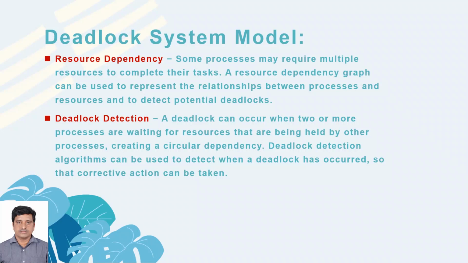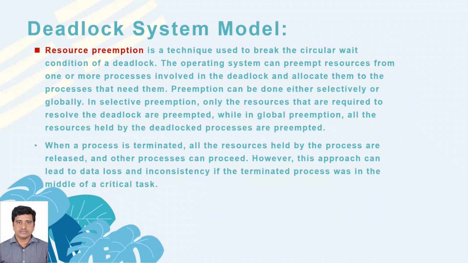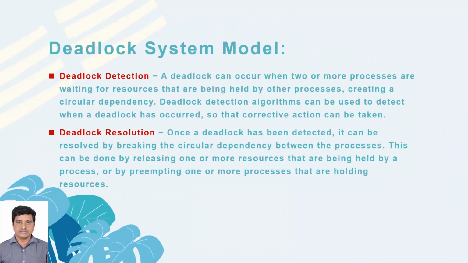Deadlock detection is an algorithm used to detect when deadlock has occurred, so that corrective action can be taken. Two or more processes are waiting for resources, and it happens when a circular dependency is created. Deadlock resolution: once a deadlock is detected, it can be resolved by breaking the circular dependency between the processes. This is done by releasing one or more resources that are being held by the processes.